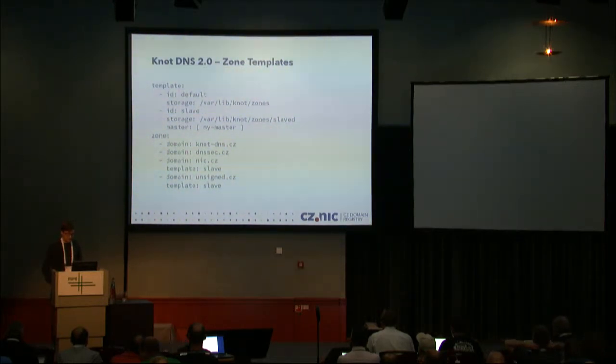And for the slave template, we allow pulling the zones from some master server. And then you can just list the zones and apply these templates to the zones. So the zones knot-dns.cz and dnssec.cz are master zones on the server, and the zones nic.cz and unsigned.cz are slaved.